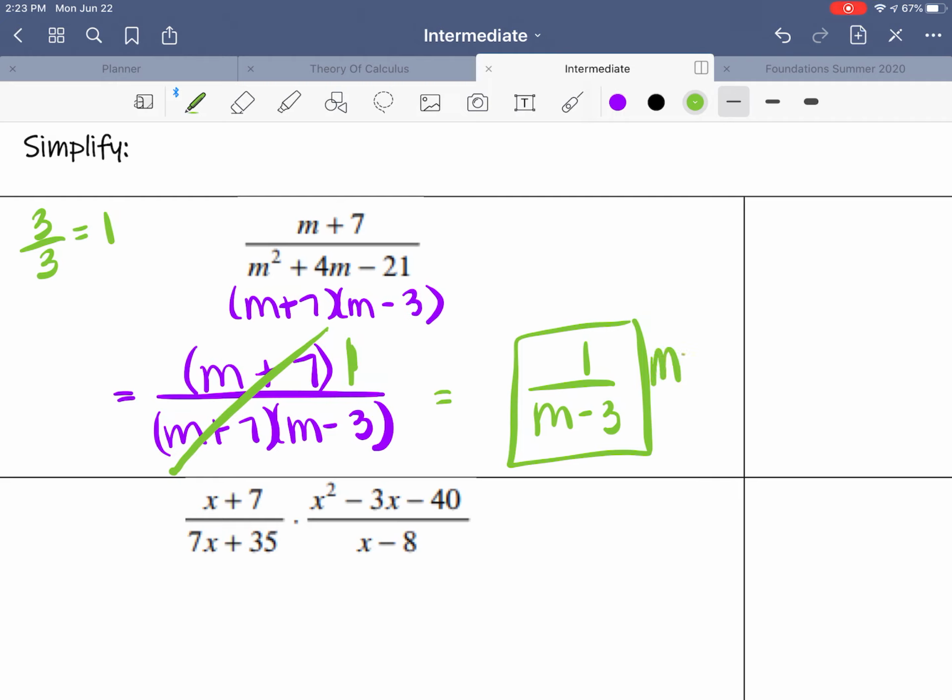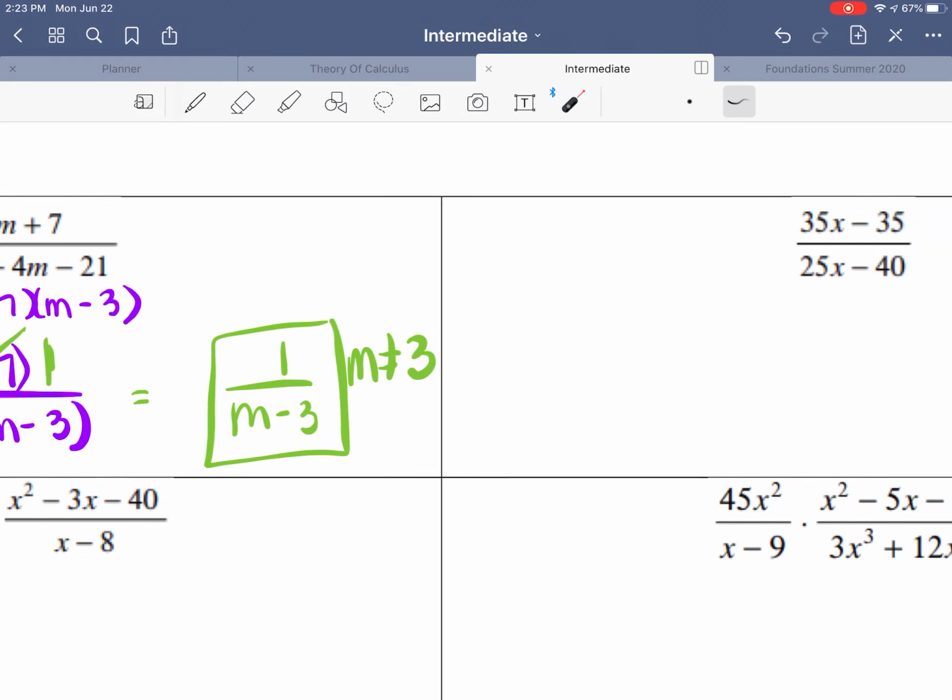You could go on to say m cannot equal 3. That's a different lesson, but if you were curious, if you needed to state that, m can't be 3 because 3 would make the denominator 0. Again, that's a different lesson, but just throw that in there for this example.